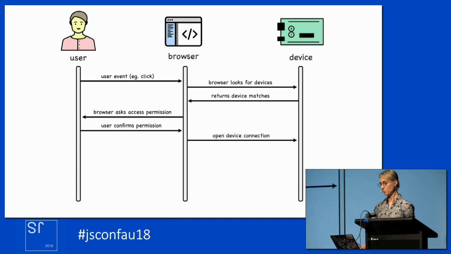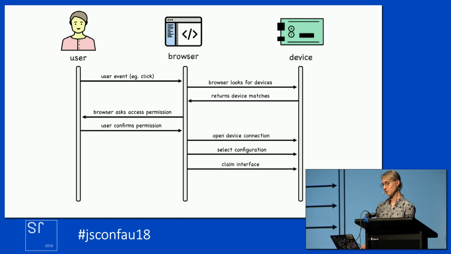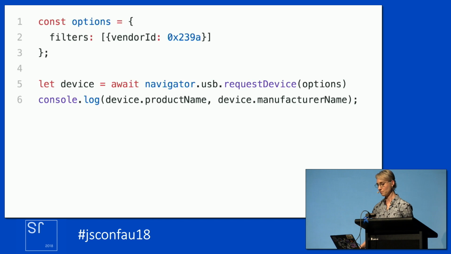Once that user confirms that permission, then we can actually start getting the ball rolling. So that's where we can open the device connection formally. We can select the right configuration that we want. We can claim the interface. And then once we've claimed the interface, we have the in endpoint and the out endpoint, and we can just start reading and writing, which is really, really fun. So this is all well and good. This is a nice abstraction, but what does this look like in code?